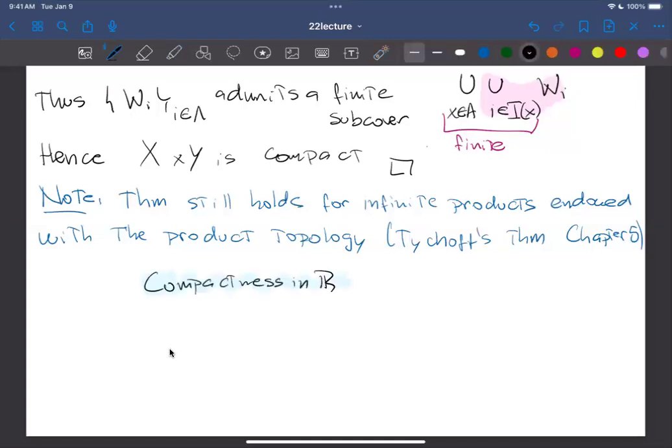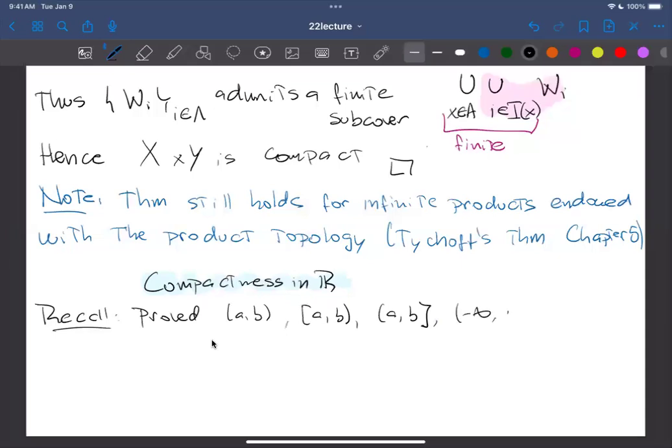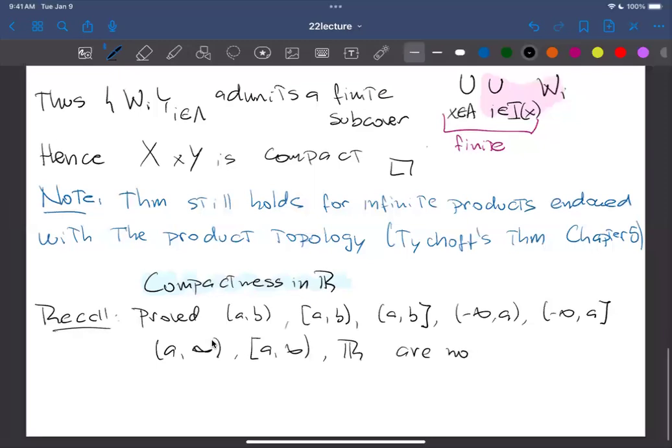We started this discussion in the very first class, where we proved that pretty much any interval you can write is not compact. Let's say you have closed at A, open at B, or the other way around, open at A, closed at B, or negative infinity to A, negative infinity to closed A, or A to infinity, or closed A to infinity. These, and also the real line, are all not compact. So we proved all those are not compact.